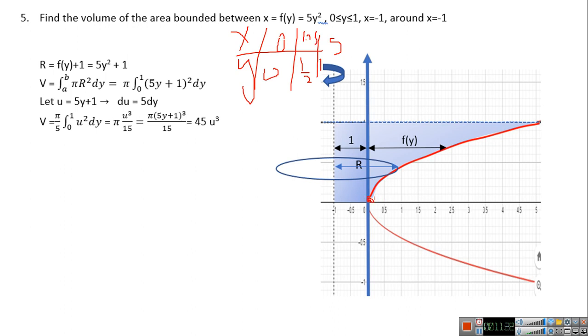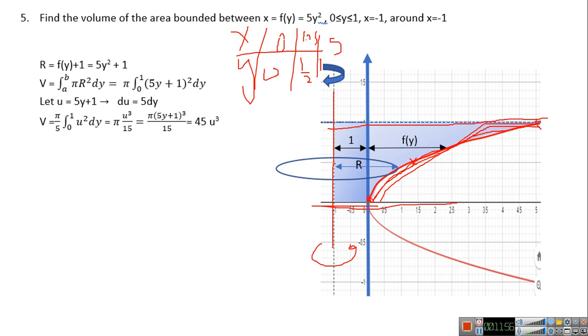You have 1.25. This is 1.25. You have 1. If x is 5, sorry, y is 1. So I have these 3 points. So I want the curve from here to this. I want it from x equal 0 till 1, y equal 0. This is y equal 0. Y equal 1. This part here, and rotate around x equal minus 1.